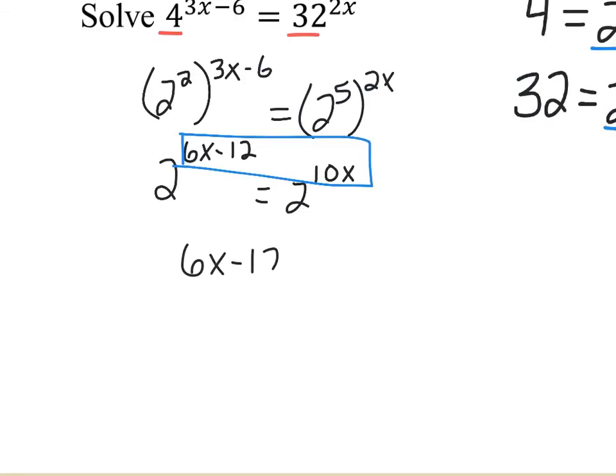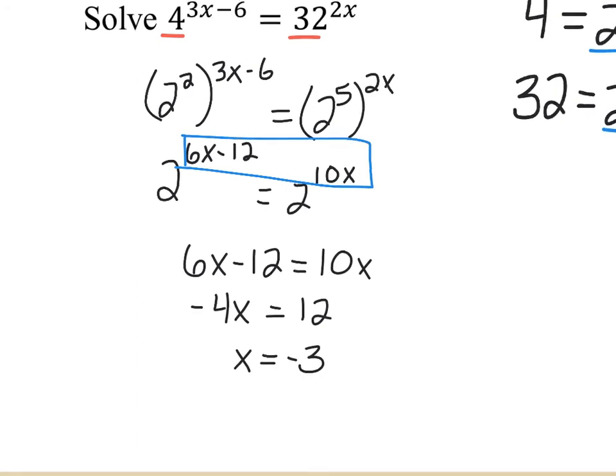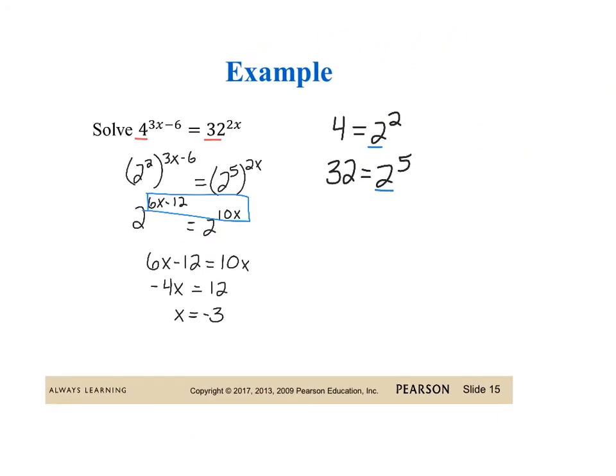6x subtract 12 equals 10x. If I subtract x from both sides, I would get -4x, and I will add 12 to the other side. So x equals -12/4, or -3. Let's go ahead and check this.